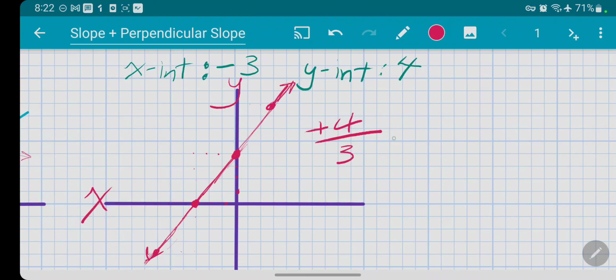What about our perpendicular slope? The exactest opposite would be down 3, forward 4, upside down and backwards. So choose anywhere on this line. Here's a good point for me. Down 3, 1, 2, 3, forward 4, 1, 2, 3, 4. And then backwards up 3, backwards 1, 2, 3, 4.